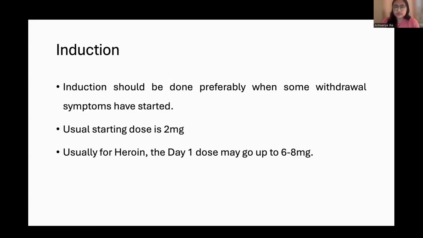The usual starting dose is 2 milligrams. Usually, for heroin, the day one dose may go up to 6 to 8 milligrams, but there is very little benefit post that.